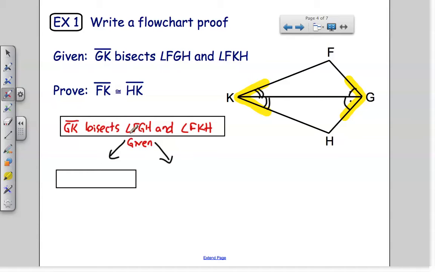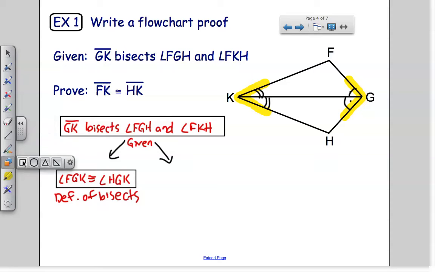Sorry about that. Alright. Because GK bisected angle FGH, I know that angle FGK and angle HGK are congruent. Those were the ones I marked with one arc. Angle FGK, angle HGK. Again, those were the ones I marked with one arc. How do I know that? Well, it's because of this word bisect. And so that's the definition of bisect, or definition of angle bisector in this case.